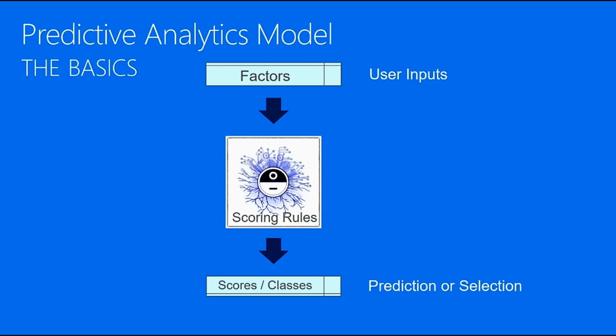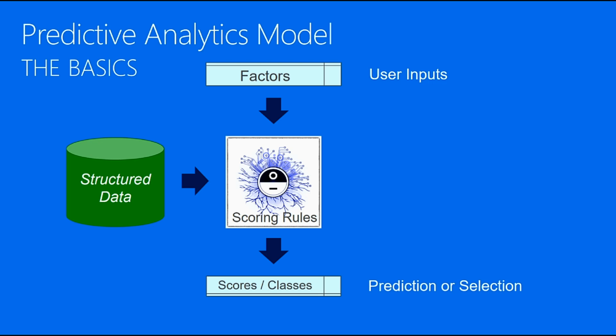Or it might be something like a recommendation of a product or a forecast of a financial quality. Whatever it is we want to predict or select is generated from stuff we know now, those factors, through scoring rules to generate those predictions and selections.